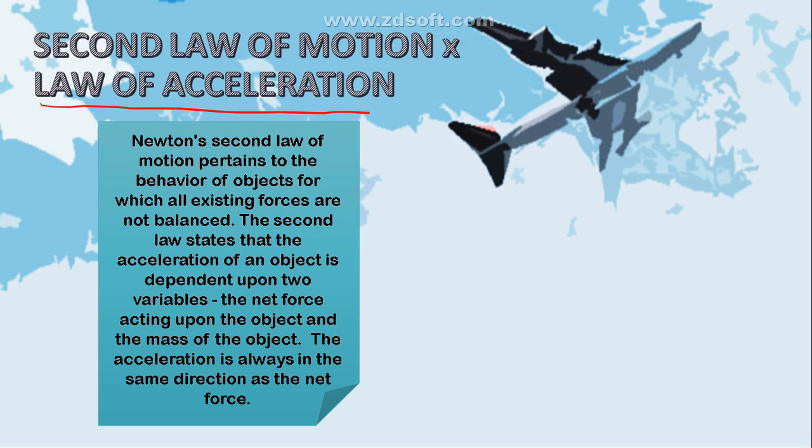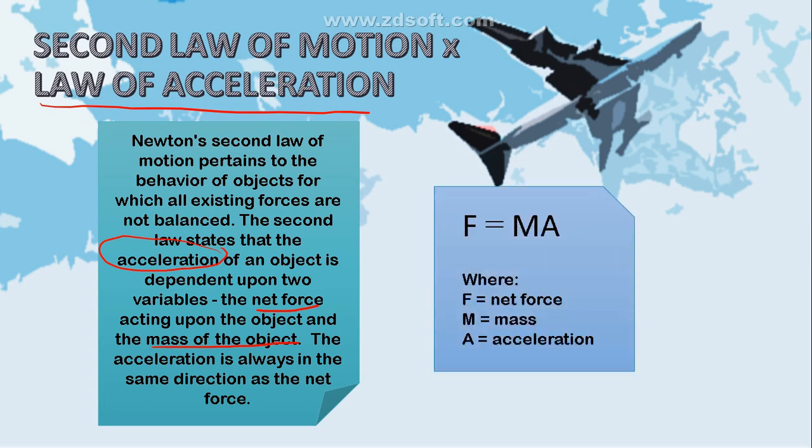Sabi niya, the second law states that the acceleration of an object is dependent upon two variables, the net force acting upon the object and the mass of the object. So, yung acceleration depends on the net force and the mass. Okay. The acceleration is always in the same direction as the net force. So that brings us to the formula of the law of acceleration, that is, the net force is equal to mass multiplied by the acceleration. So these are codependent upon each other. Sabi nga nila, dependent daw yung acceleration sa force and sa mass. So this is the only formula na tatandaan nyo when it comes to Newton's laws. So force is equal to mass times acceleration.